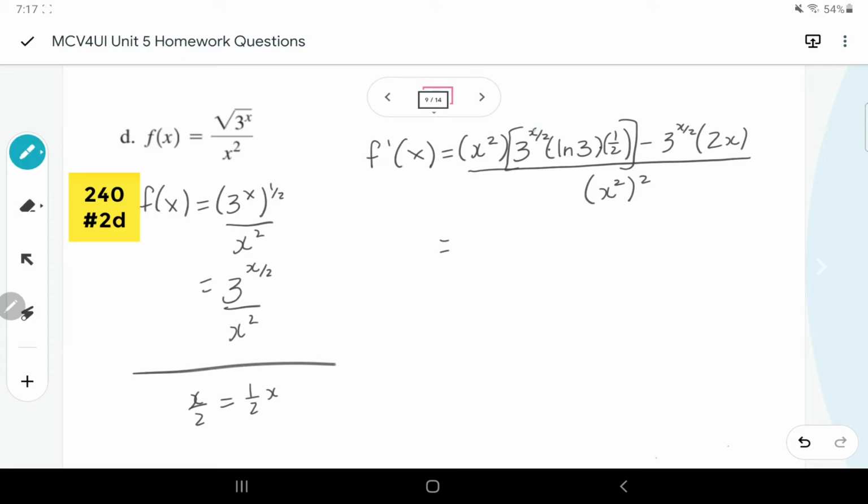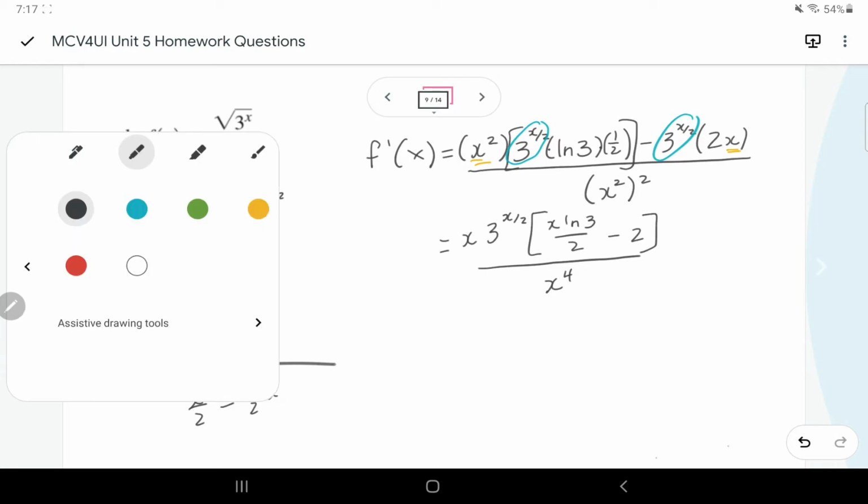So again, looking for some common factors, I definitely see that both of these terms have a 3 to the x over 2. I also see some common factors because I've got an x squared and an x. So those are the common factors I would pull out. So I'll pull out an x, and then 3 to the exponent x over 2. And then I'll be left with here x ln 3 over 2 minus 2, because I factored out that x, all over x to the 4th.